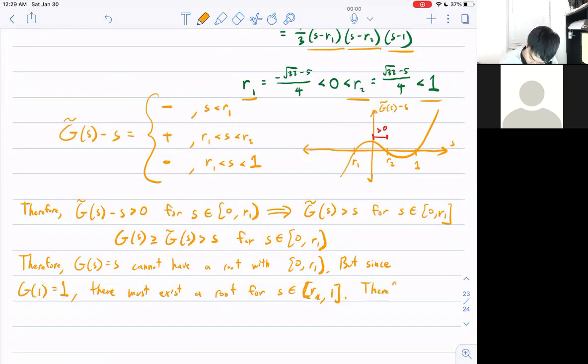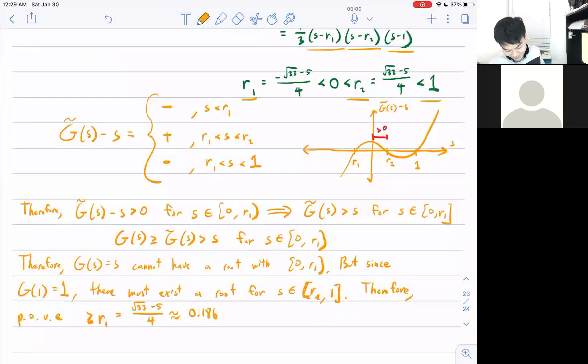Therefore, the probability of ultimate extinction is greater than or equal to R1, which we defined to have been square root of 33 minus 5 over 4, which is approximately, again, 0.186.